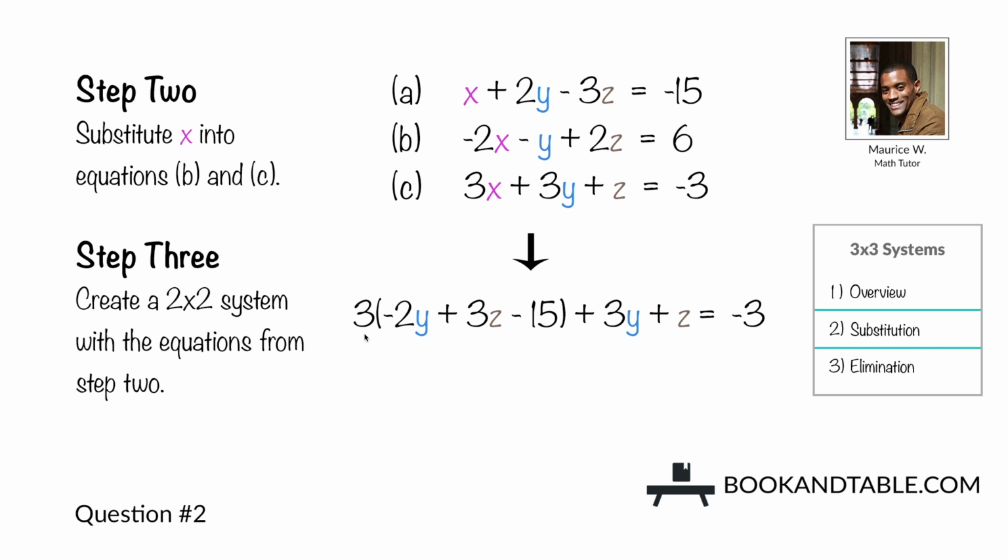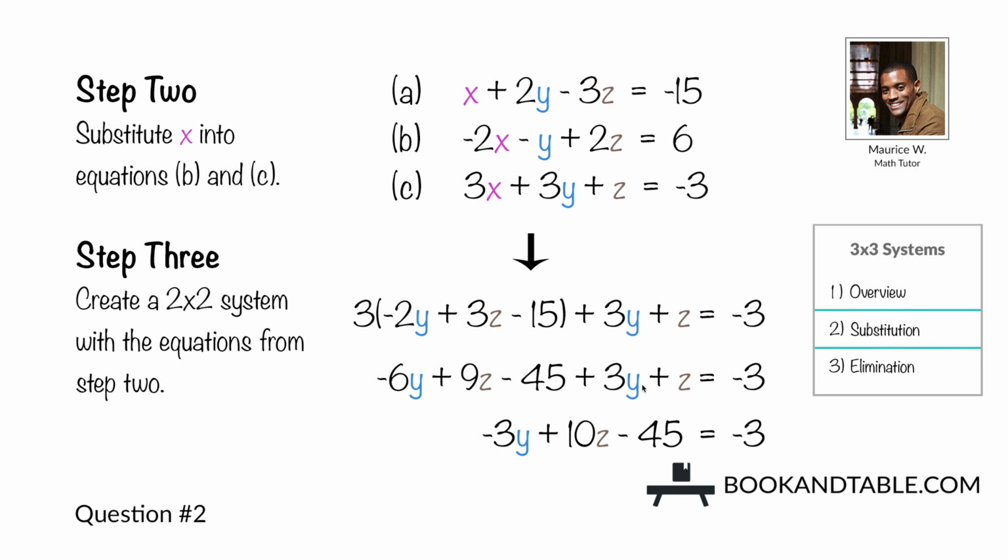We'll distribute the 3 to give us 3 times negative 2y, which is negative 6y. 3 times 3z is equal to 9z. 3 times negative 15 is negative 45. Plus 3y plus z is equal to negative 3. And now we can combine our like terms. Negative 6y plus 3y is negative 3y. 9z plus z is 10z. Minus 45 is equal to negative 3.